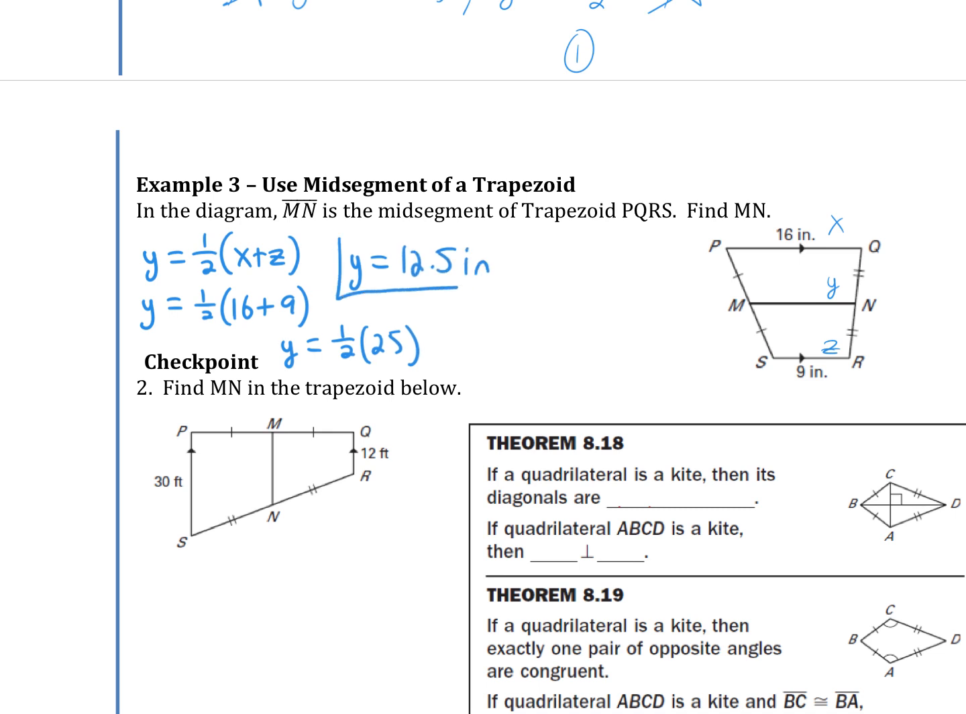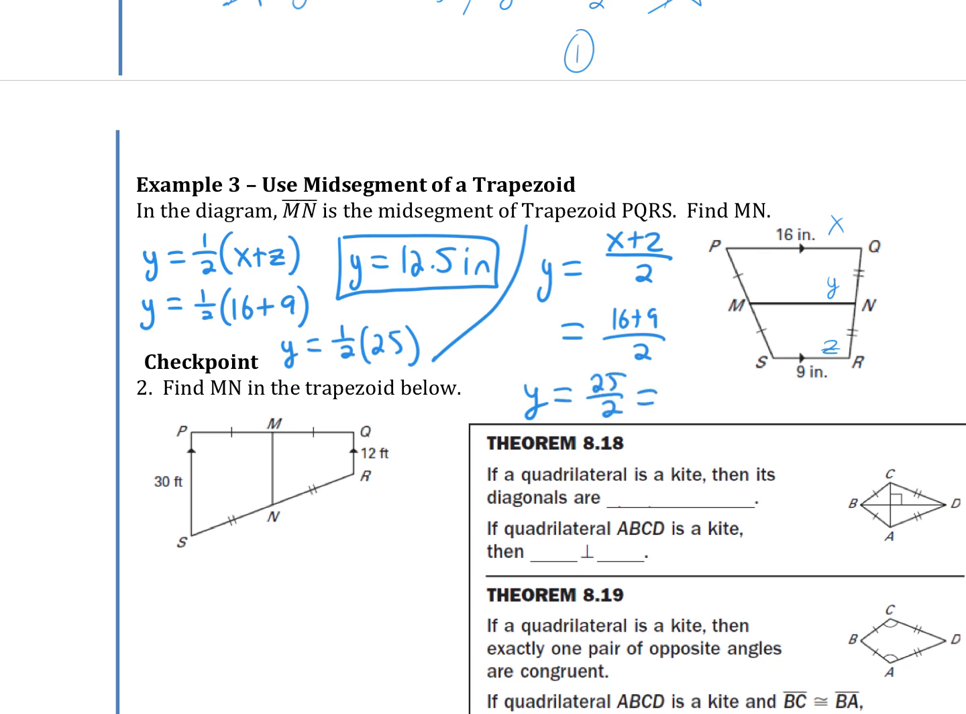So that's one way to do it. That's the first way, or the second way up here. I like to just do it the other way, which is going to be to do Y equals X plus Z over 2. I think that's a little bit easier. So X plus Z would be 16 plus 9 over 2. And then you still get the same thing, which is 25 over 2, which equals 12.5. Okay? So either way is totally fine.